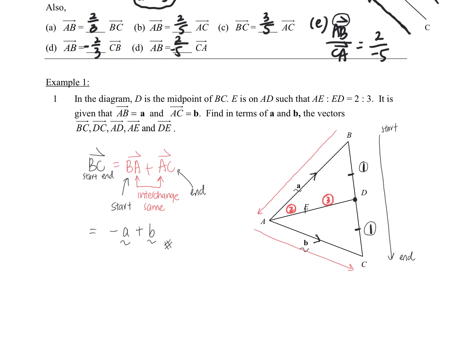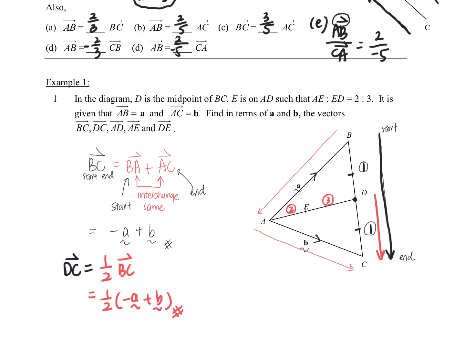Okay, next I want to find DC. I already found BC, this whole thing, BC, right? But now I want to find DC. So how to find this DC? This point is half of the whole line, right? So it cuts it into half. So I just have to half my BC. So my answer is just half of this answer. So you can keep it as that. No need to expand, no need to simplify.